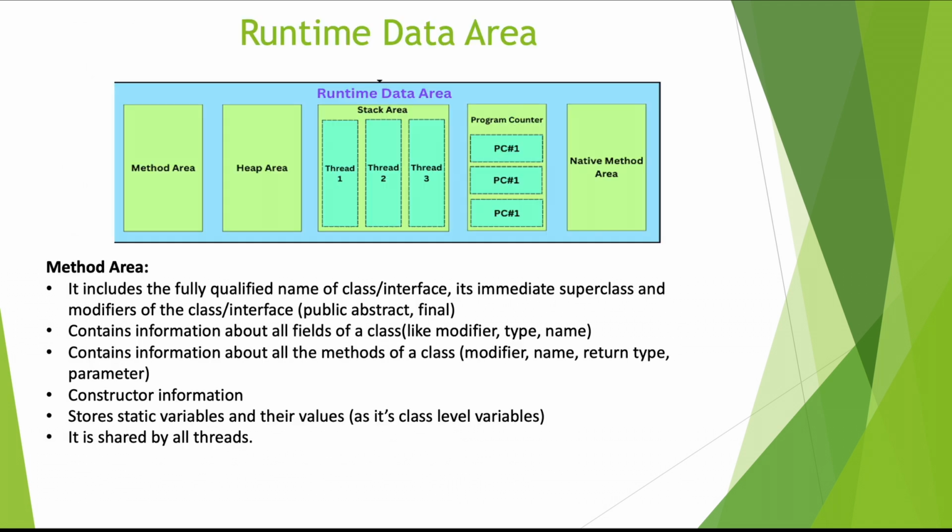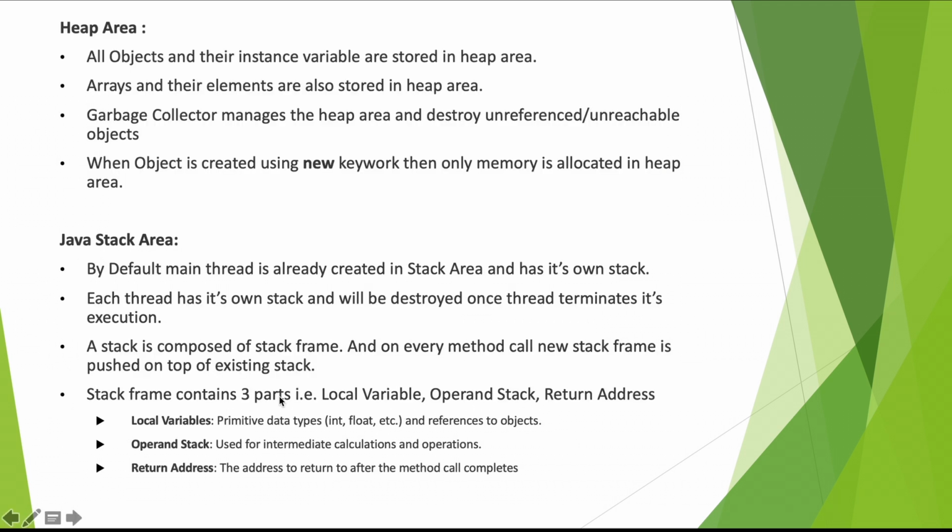Whenever any method gets called from a thread, consider the main thread, one stack frame is created and that method is executed. Consider another method gets called from that stack frame, then another stack frame is created on top of it. A stack frame contains three parts: local variable, operand stack, and return address.